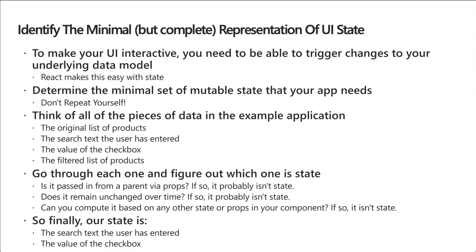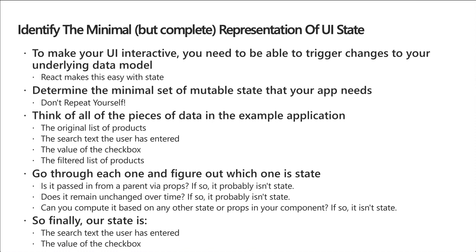Now, to make your UI interactive, you're going to need to be able to trigger changes on your underlying data model. React is going to make this really easy using state. To build your app correctly, you first need to think of the minimal set of mutable state that your app needs. The key here is the DRY concept: don't repeat yourself. Figure out the absolute minimum representation of the state your application needs and compute everything else you need on demand. For example, if you're building a to-do list, just keep an array of the to-do items around. Don't keep a separate state variable for the count. Instead, when you want to render the to-do count, simply take the length of the to-do items array.